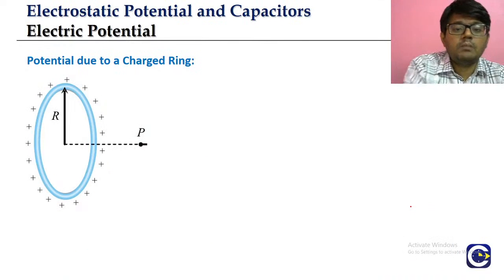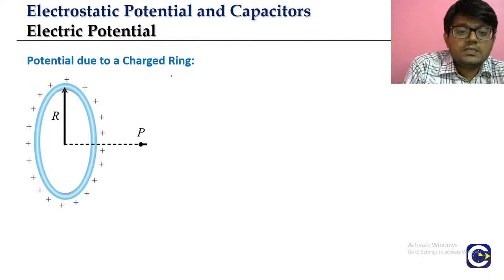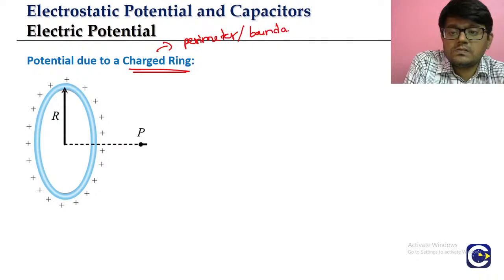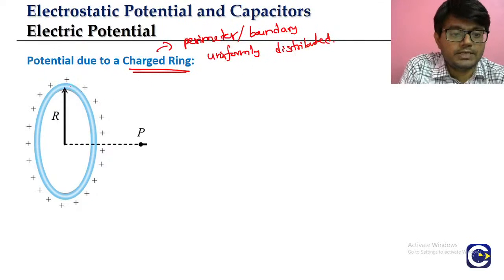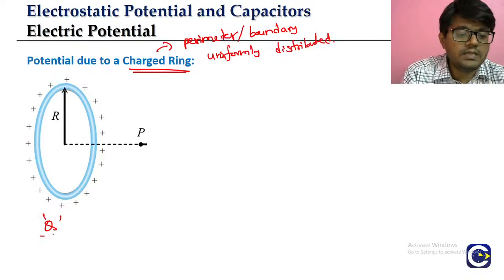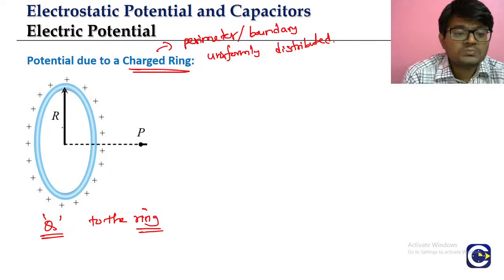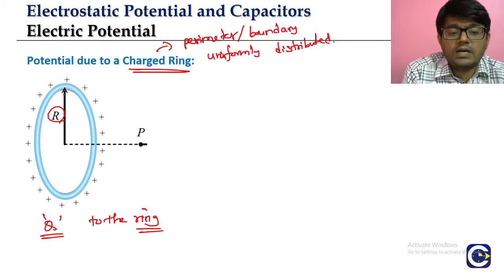Now we look at the potential due to a charged ring. We assume that the charge is on the perimeter or the boundary, and is uniformly distributed. Say, for example, we are giving a charge Q to the ring. The radius of the ring is capital R.